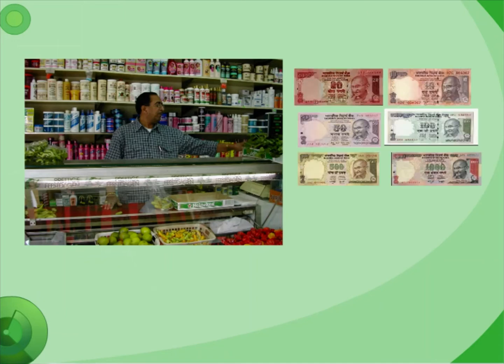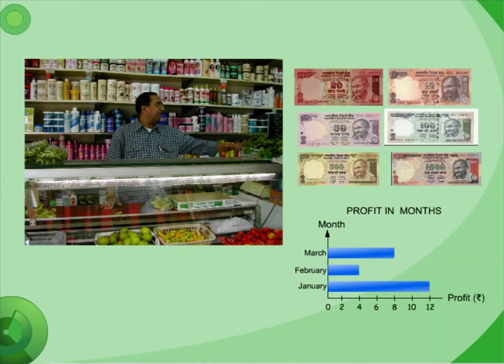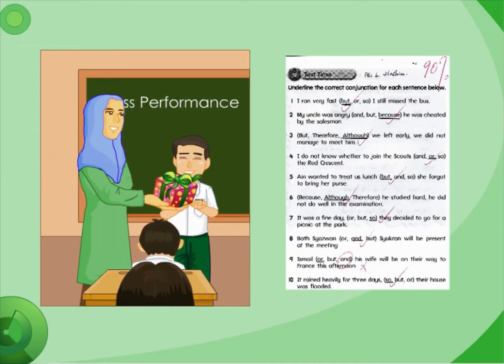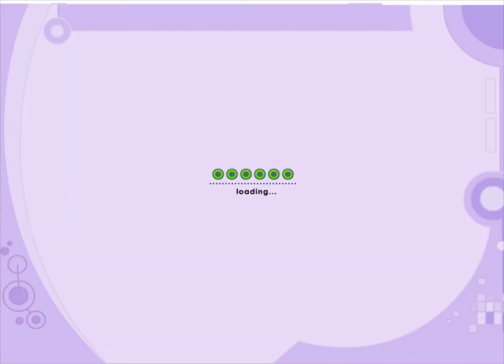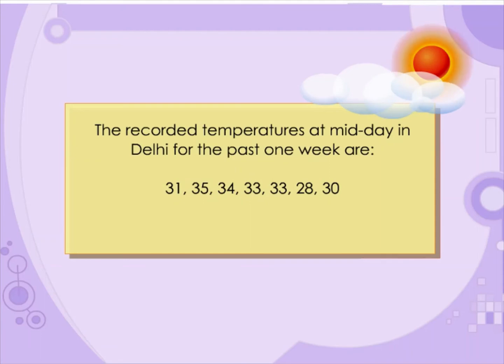For example, if you're a shop owner, you usually want to know what is the average amount of money spent by your customer in a month, so that you will be able to focus your profit in a year. In this case, you're dealing with statistics. If we want to know the class performance of a certain test or examination, we can also use statistics. Let's look at the data of temperature of Delhi at midday past 1 week. Find the mean, median, and mode for the data.